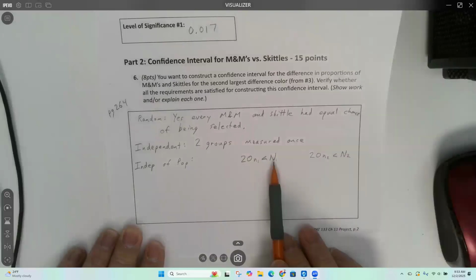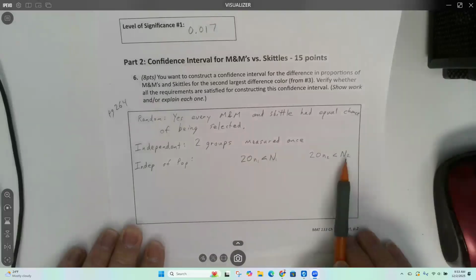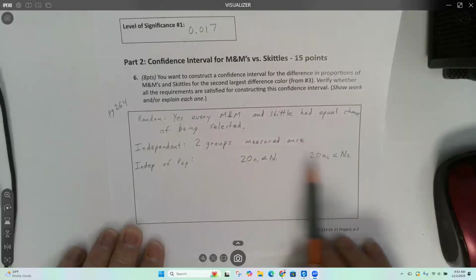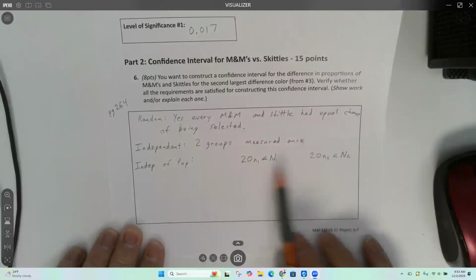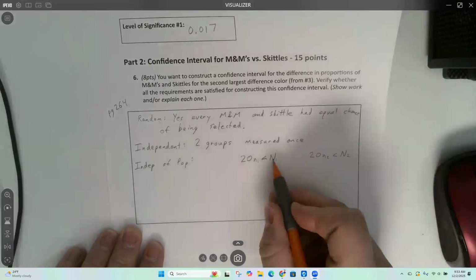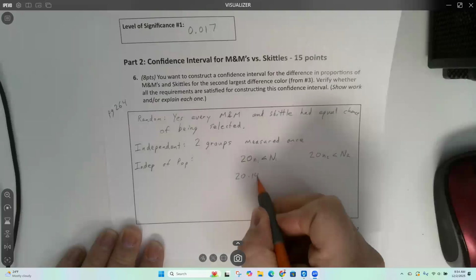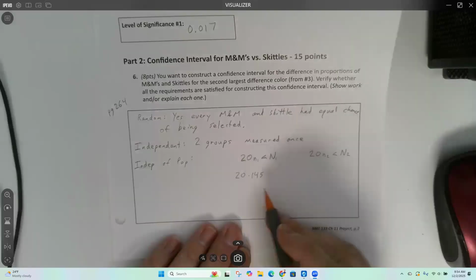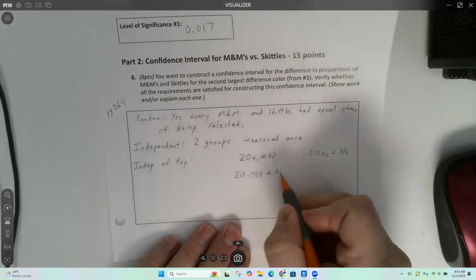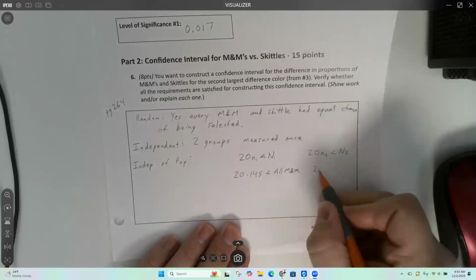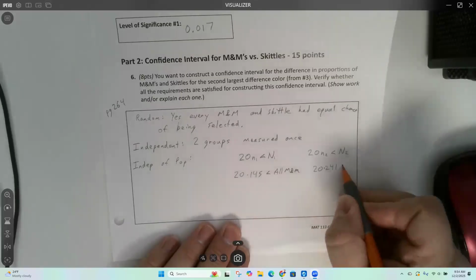Now, sometimes your N1 for your populations are the same. It could be all US adults, like I said, when I'm testing two different COVID vaccines. In this case, they're not the same, right? This one is all M&Ms, this one's all Skittles, okay? But that's fine. I had 145 M&Ms, and I had 241 Skittles.